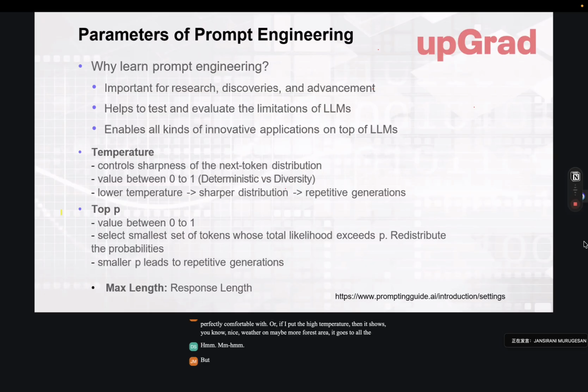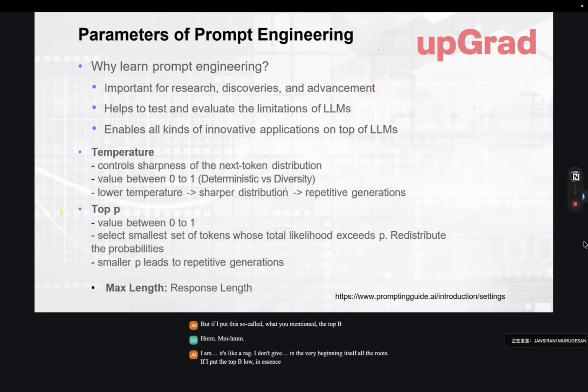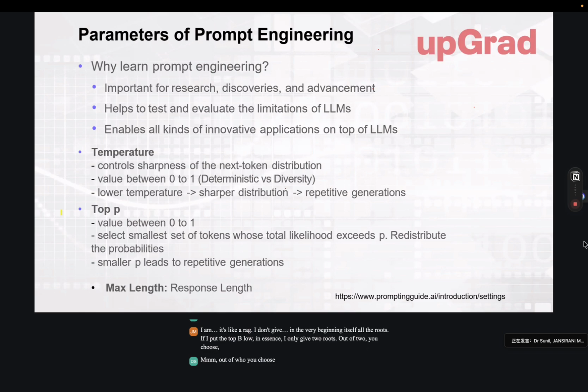But if I put the top P, it's like a RAG. I don't give all the routes in the very beginning itself. If I put the top P low, in the sense I only give two routes. Out of two, you choose forest. If I didn't give it, it will choose everything.